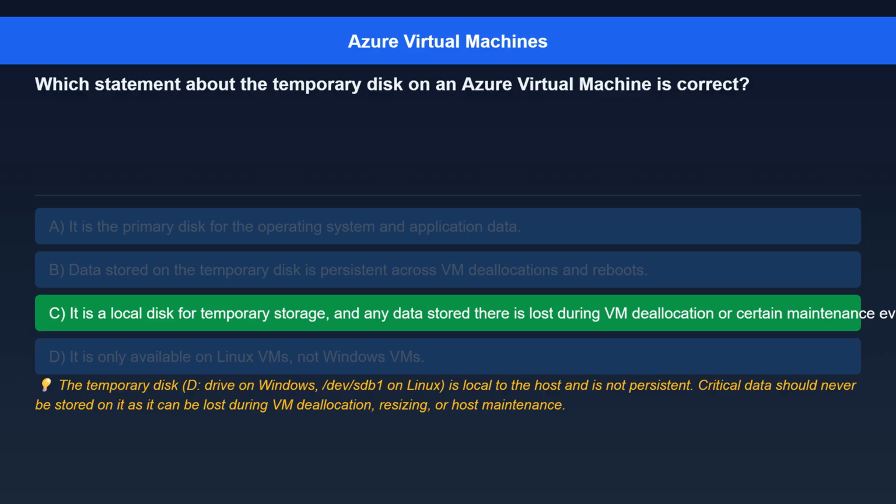The correct answer is, it is a local disk for temporary storage, and any data stored there is lost during VM deallocation or certain maintenance events. Here's the explanation. The temporary disk, D: drive on Windows, /dev/sdb1 on Linux, is local to the host and is not persistent. Critical data should never be stored on it as it can be lost during VM deallocation, resizing, or host maintenance.